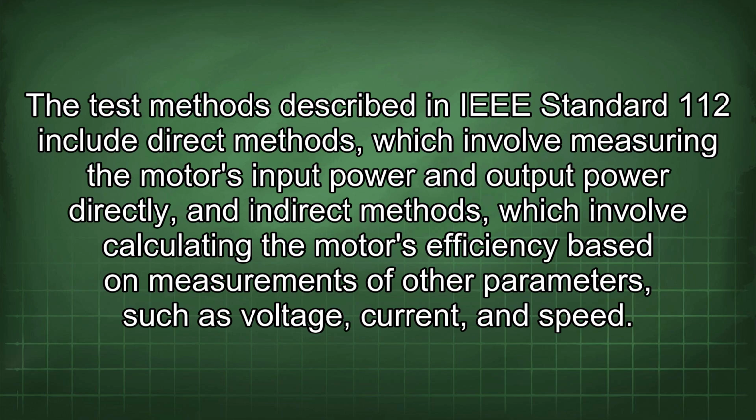The test methods described in IEEE Standard 112 include direct methods, which involve measuring the motor's input power and output power directly, and indirect methods, which involve calculating the motor's efficiency based on measurements of other parameters, such as voltage, current, and speed.